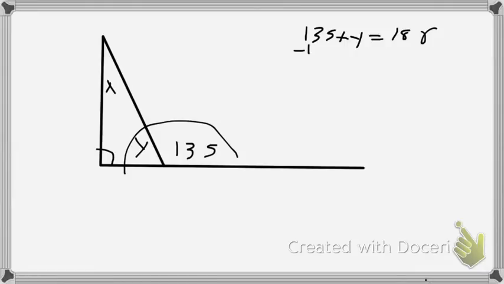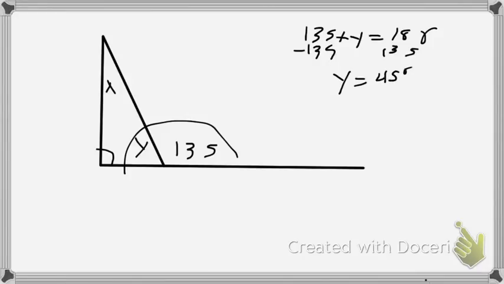And what are linear pairs? What else are they? They're supplementary, exactly. So linear pairs always add up to 180 degrees. So again, we have 135 plus y equals 180. We subtract 135 from both sides, and we get y equals 45.